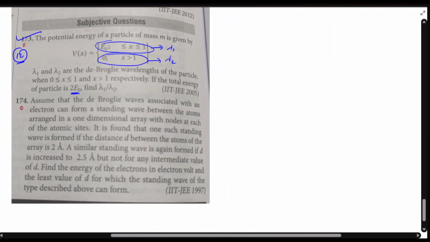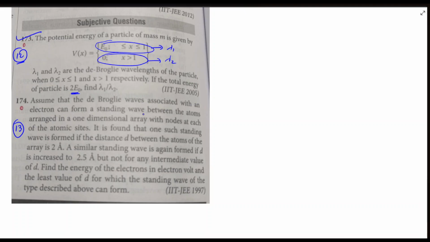Let's move on to our last question, the 13th one. Assume de Broglie waves associated with an electron can form a standing wave between two atoms arranged in a one-dimensional array. So we have some atoms like this, and with the nodes at each atom. So these are the atoms, right? And these behave like nodes. So it is confirmed that on the atom there will be a node. Now the distance between the atoms, if this is D, so D is given as 2 angstrom, right?